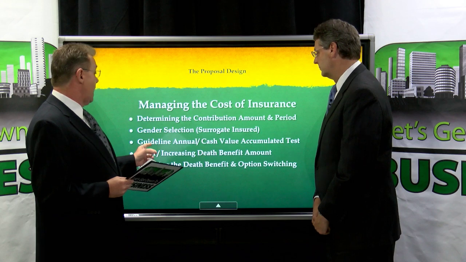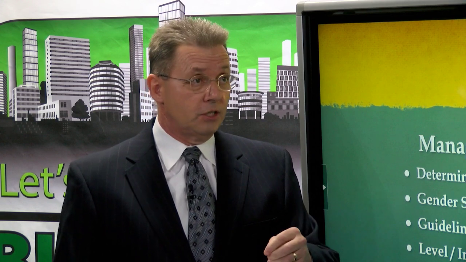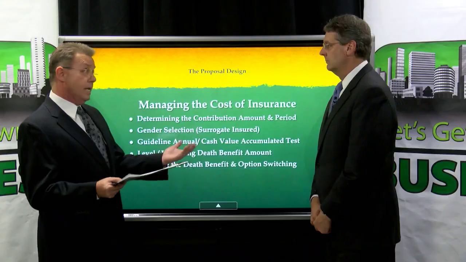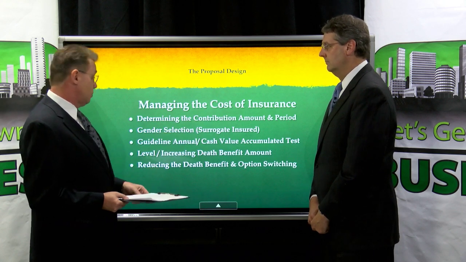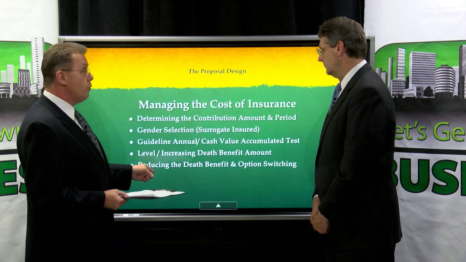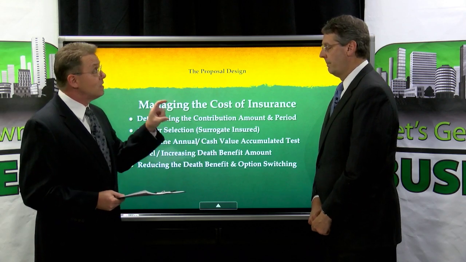And then, of course, we're looking at level versus increasing. The same thing again. Actually, as you just suggested, we do several iterations of this. Like male, female, CVAT, guideline annual, level, increasing death benefit. I need to see it all before I determine who I'm going to select as my insured. And then, of course, if we do use increasing or some of these ideas, we want to reduce the death benefit again and option switch. And Mike, I'm not really ready to wait for retirement for that to occur. I might do that as soon as the guidelines let me do it.